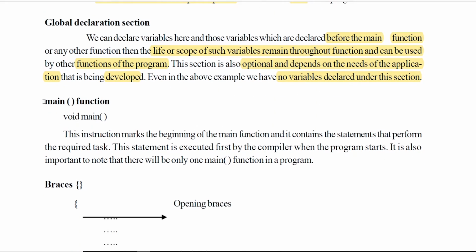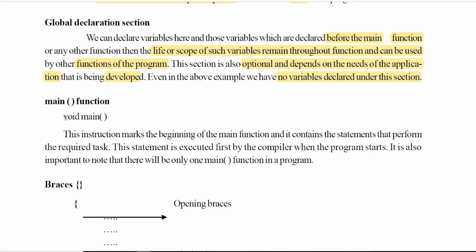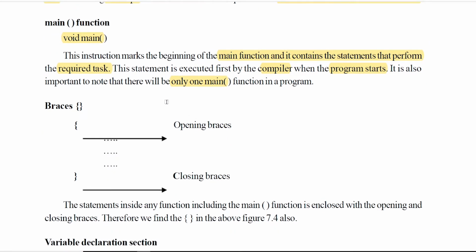Then we have the main function. Main is also a function. Let us discuss this main function. So void main is the instruction. This instruction marks the beginning of the main function, and it contains the statements that perform the required task. This is where our program starts. This statement is executed first by the compiler, and then the program starts. It is also important to note that in every program there will be only one main function. You may have many sub-programs.